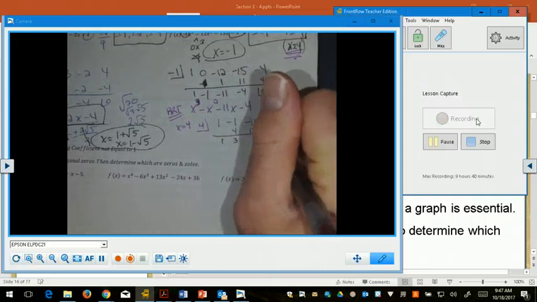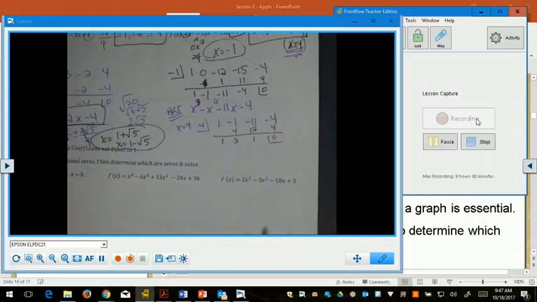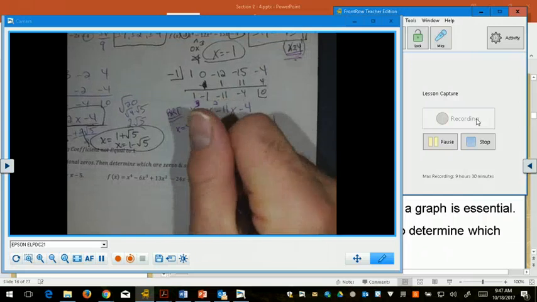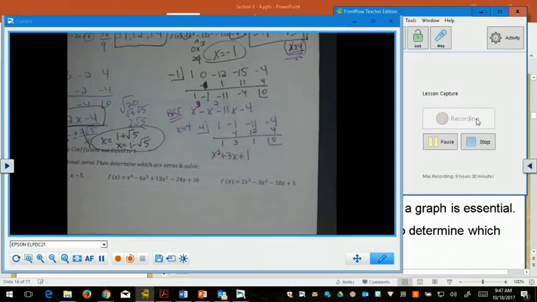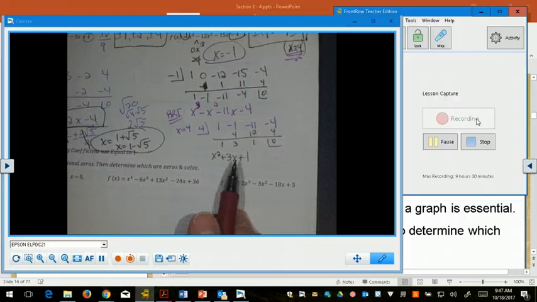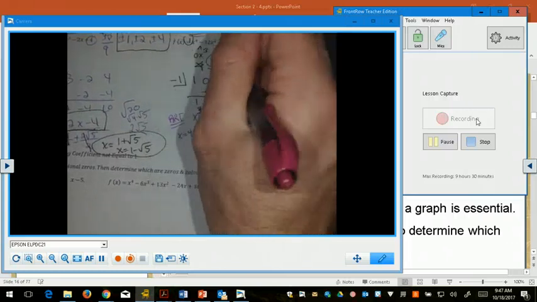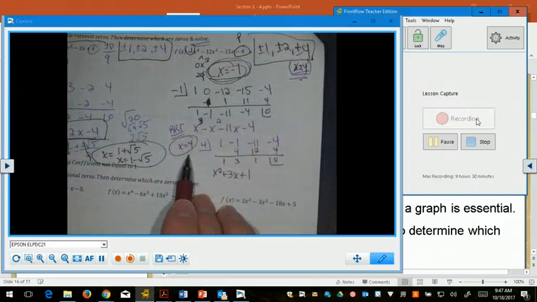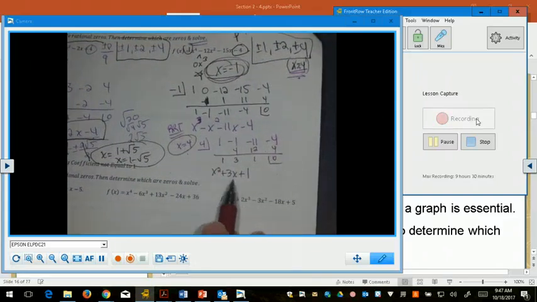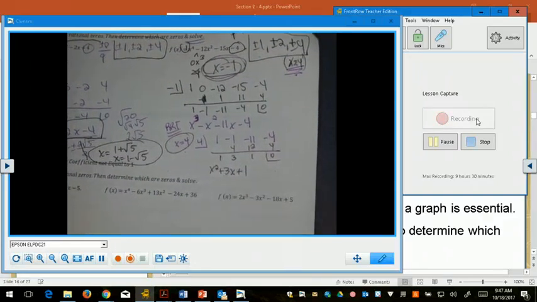1, 4, 0. This leaves me with a quadratic of x squared plus 3x plus 1. And now that it's a quadratic, I'll try to factor it, but I already know it's not going to be factorable because only 2 of my zeros were rational, the x equals -1 and the x equals 4. This isn't factorable. We're going to have to use the quadratic formula.